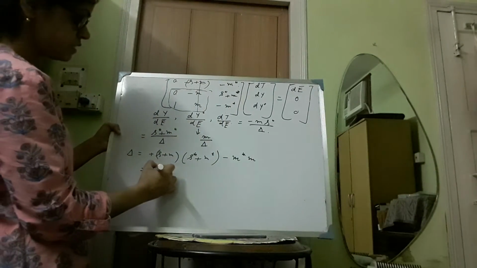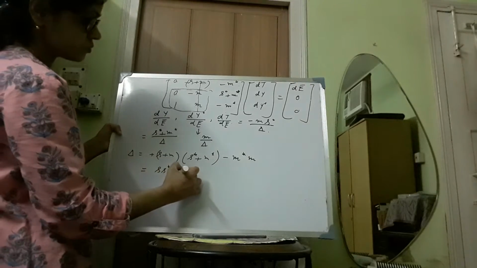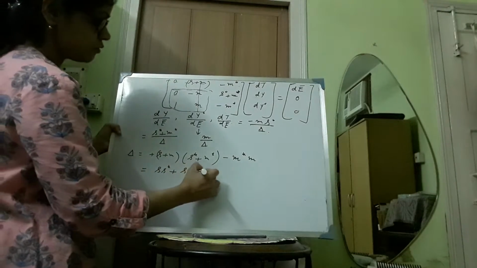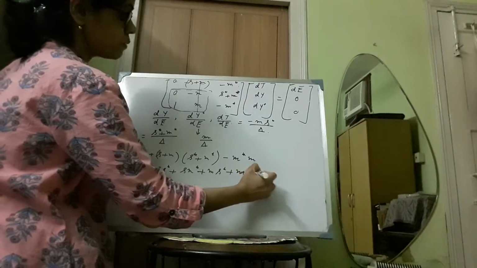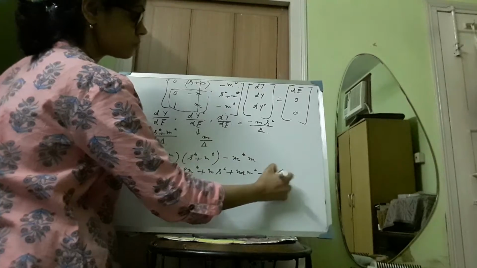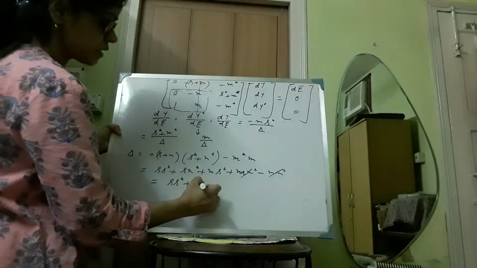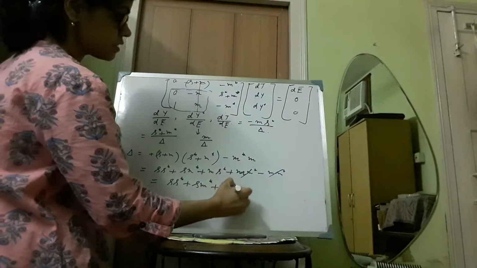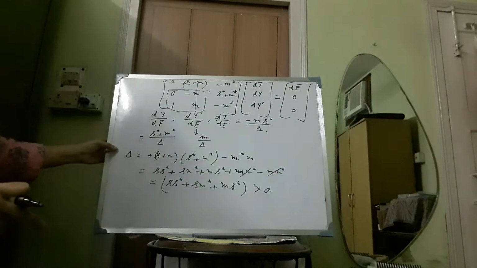Now if we simplify this, then we will get S S*, then S M*, then M S*, then M* M minus M* M. So this will become S S* plus S M* plus M S*. So this is a positive term. So the value of delta is a positive term.